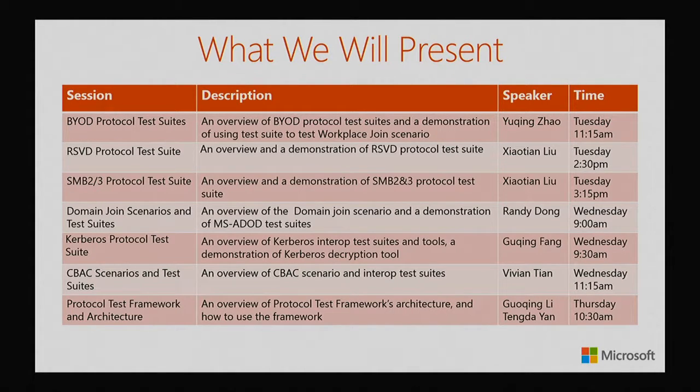Tomorrow we have 3 sessions. Yiqing will talk about the BYOD test suite, and Xiaotian will talk about the RSVD and SMB2 and 3 test suite. Then on Wednesday, we have another 3 sessions. Randy will talk about the ADOD test suite, Guqing will talk about the Kerberos test suite, and Vivian will talk about the CBAC scenarios. So these are our agendas for this week.